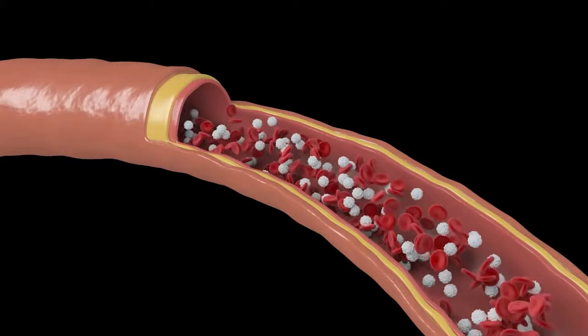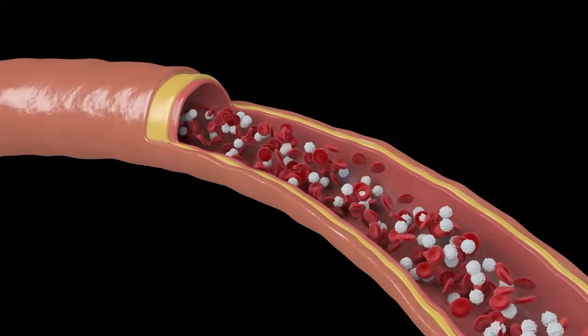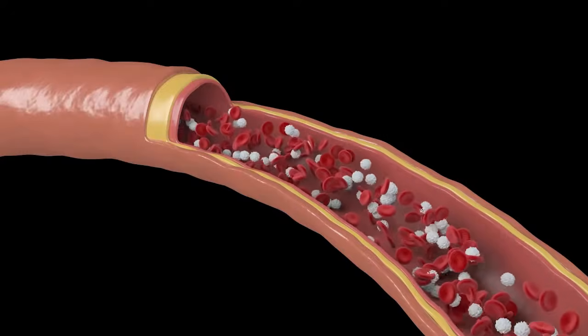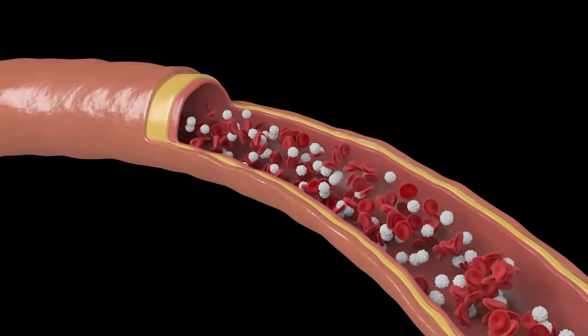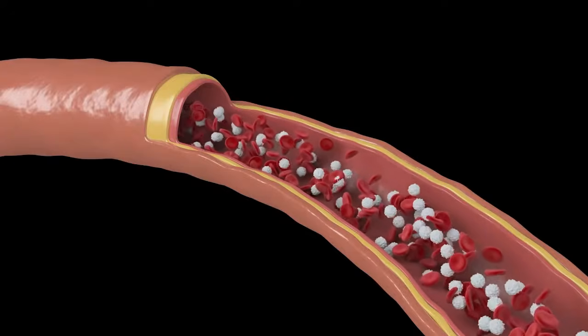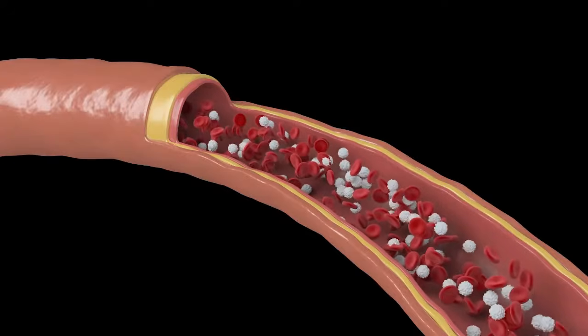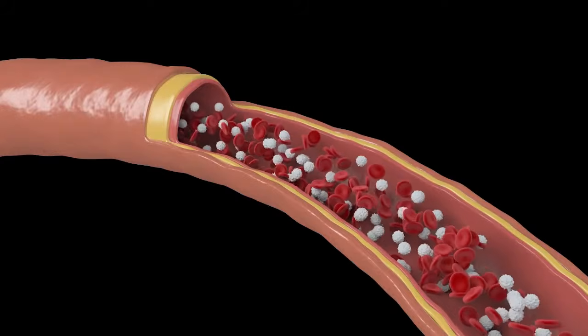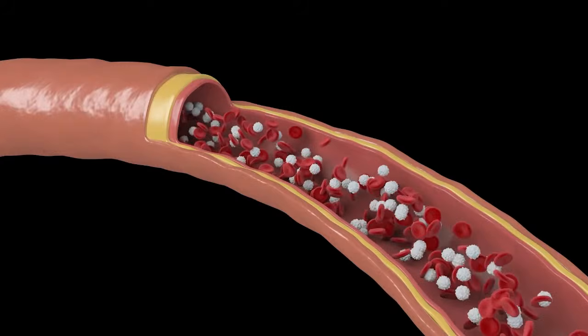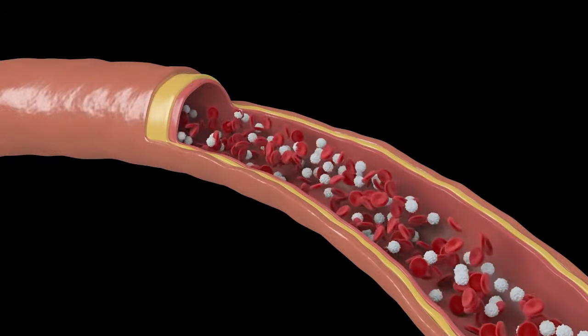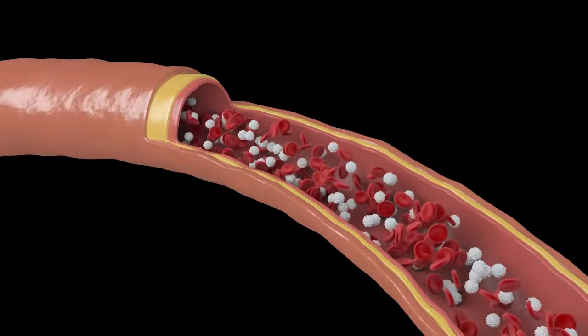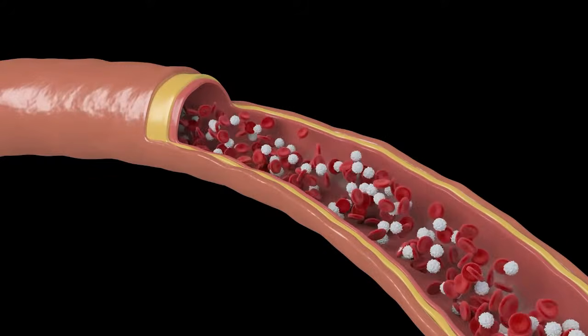Red blood cells, or erythrocytes, are the most abundant type of blood cells. They contain hemoglobin, a protein that binds to oxygen and carries it to the body's cells. Red blood cells are produced in the bone marrow and have a lifespan of about 120 days. White blood cells, or leukocytes, are responsible for defending the body against infection and disease.